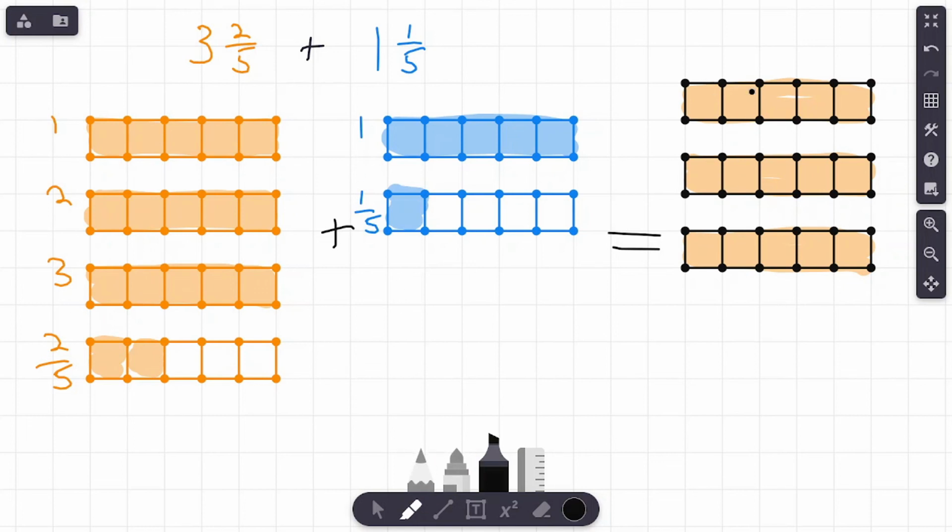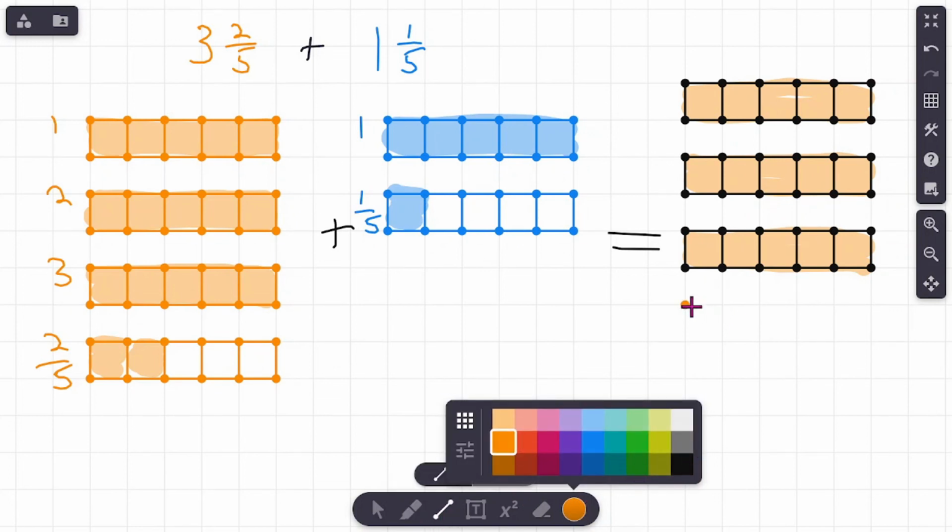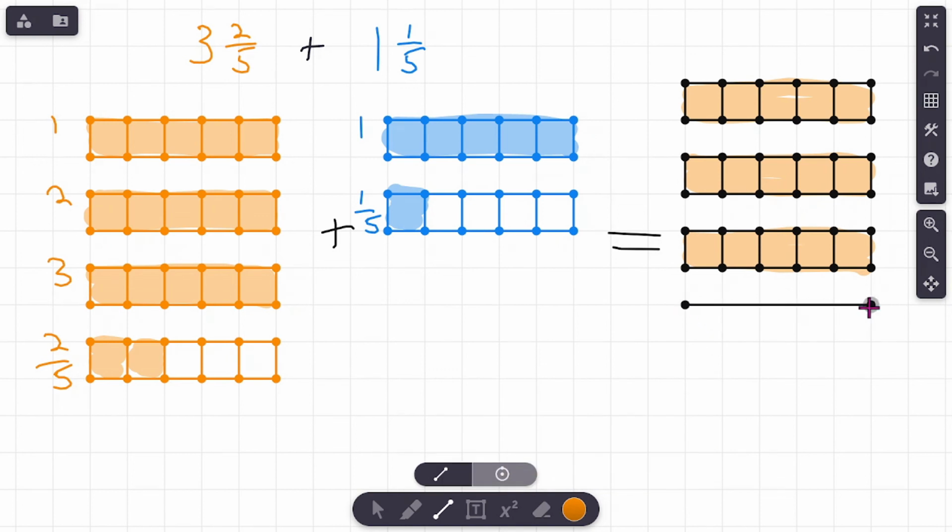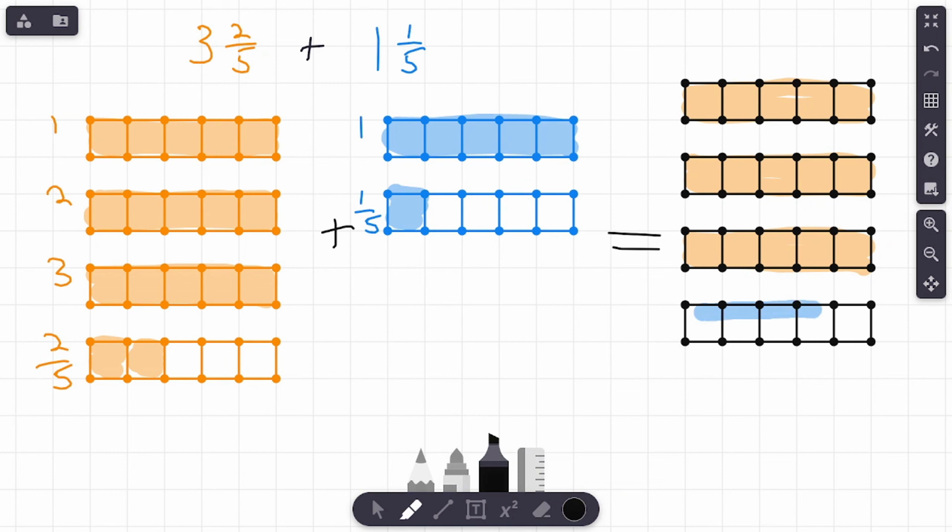So I've got my 3 whole numbers that are orange, 1, 2, 3. How many blue whole models do I need? I need 1. So let's draw 1 model that's going to be completely shaded in blue to represent our whole number in 1 1/5. There we go. All right. So we've got all of our whole numbers. 3 orange for our whole in the 3 2/5. 1 whole in the 1 1/5 right there.